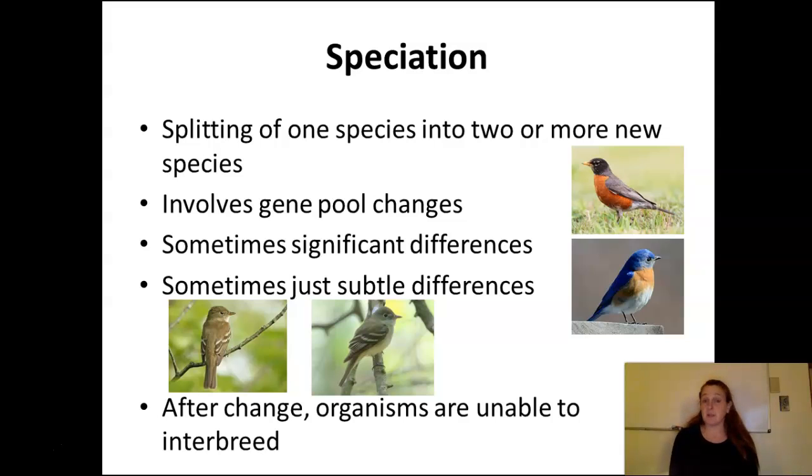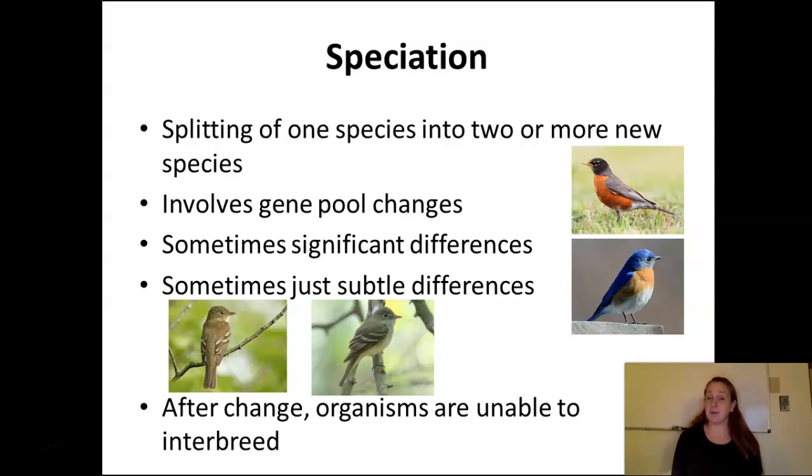Speciation is when we have the splitting of one species into two or more species. We're going to have gene pool changes. Sometimes it's going to be just a single gene that changes. Sometimes it's going to be the accumulation of lots of gene changes that drive speciation to occur. Sometimes we have really significant differences when speciation has happened.